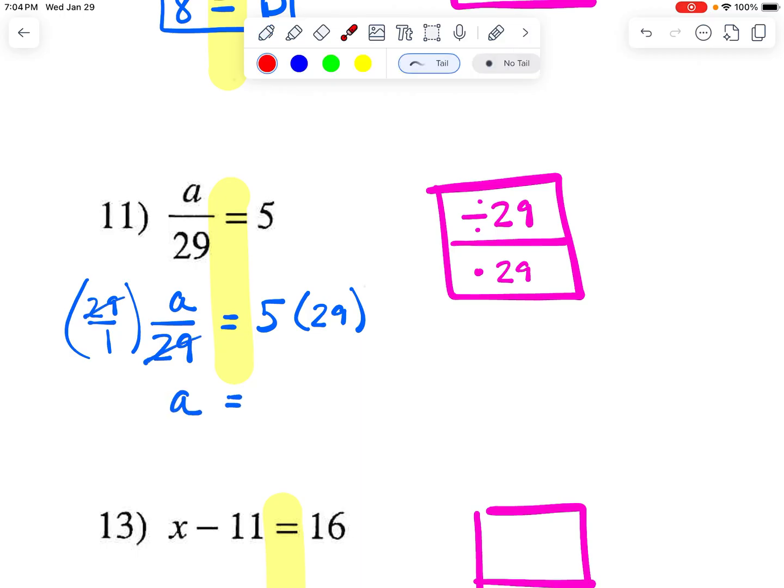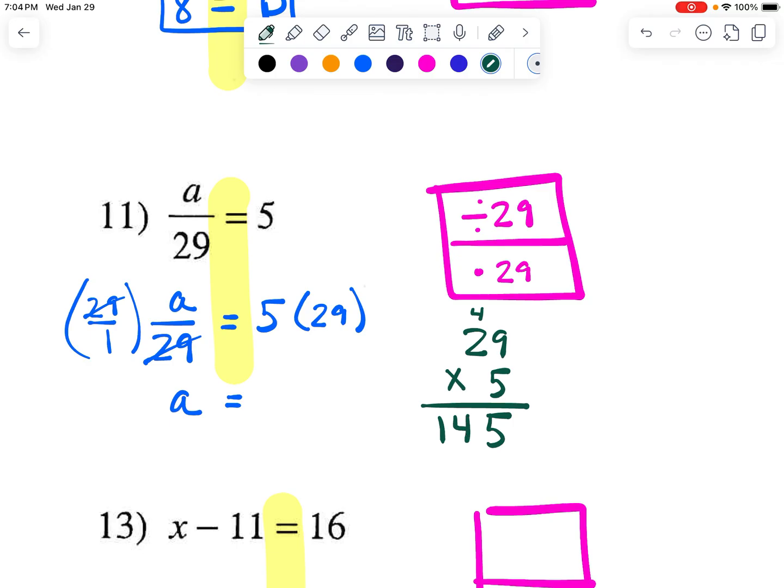And you might have to go over here on the side and do a little side calculation, because I can't multiply horizontal like that. I got to do this mumbo jumbo on the side. So I would get 145. A is equal to 145.